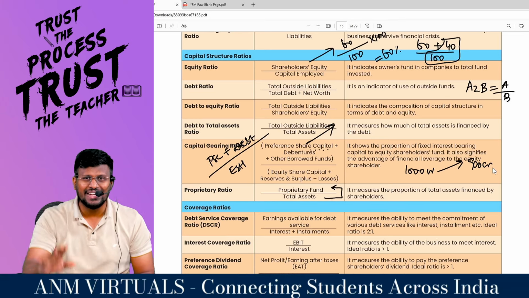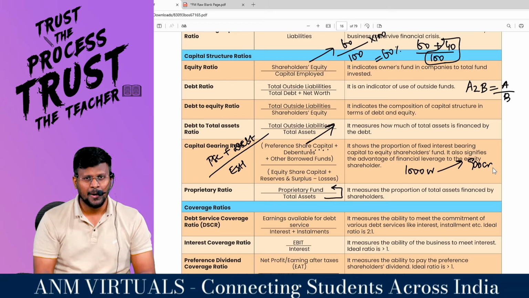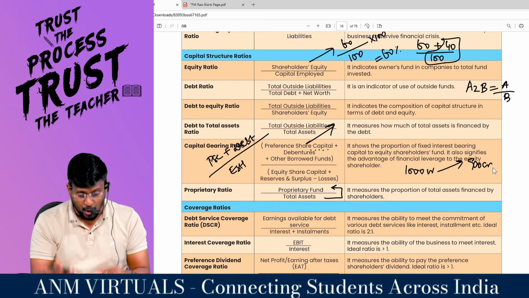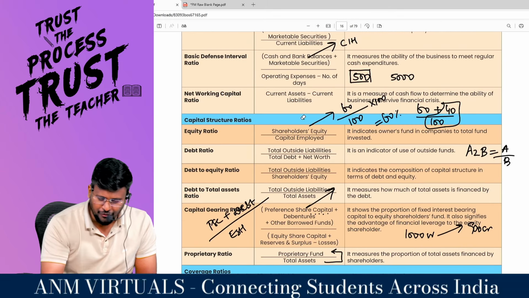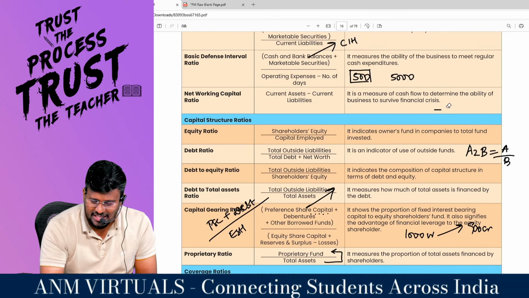That is proprietary fund divided by total asset. Proprietary fund divided by total asset. Out of my total asset, how much is the proprietary fund? So with this, the second family also comes to an end. This is called the capital structure ratio.